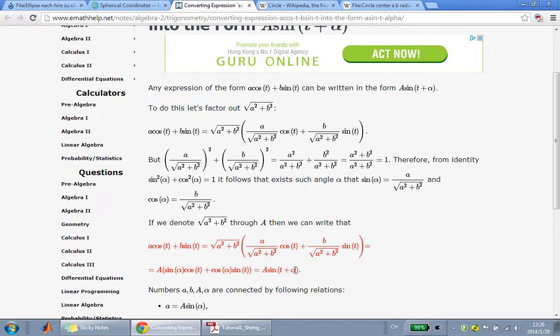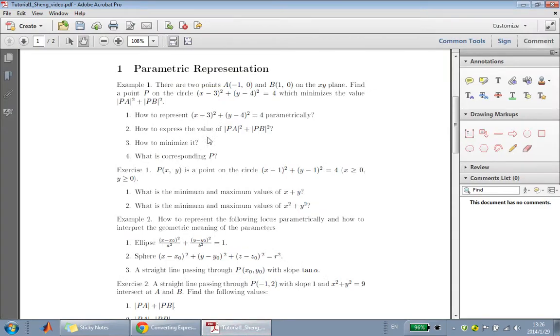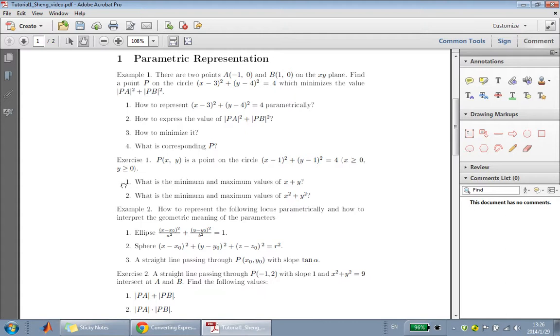Therefore, we can get the corresponding t given that we already know the value of alpha. If we know the value of t, then we know which point p is. As I mentioned, for the exercise 1, we use the same method, but it's more complicated because there's some constraint on x and y. Therefore, we need some careful calculation to find the minimum and maximum value.